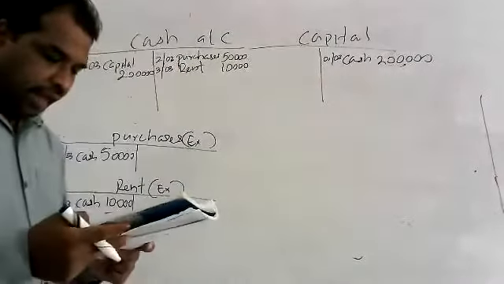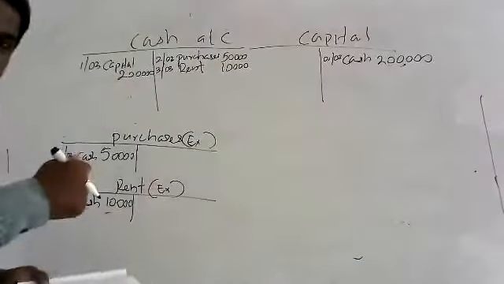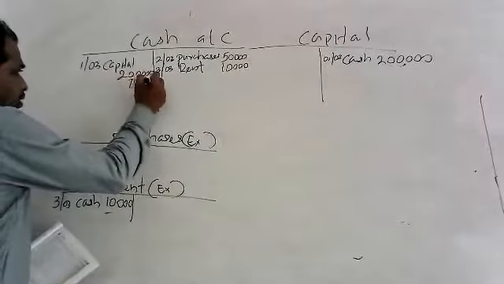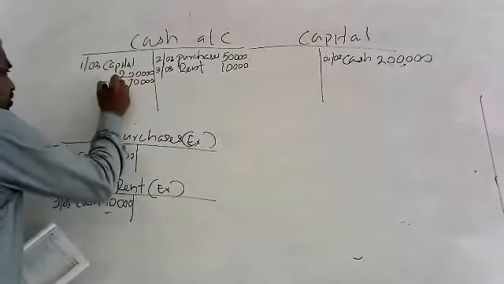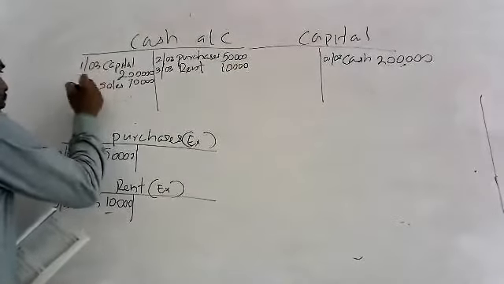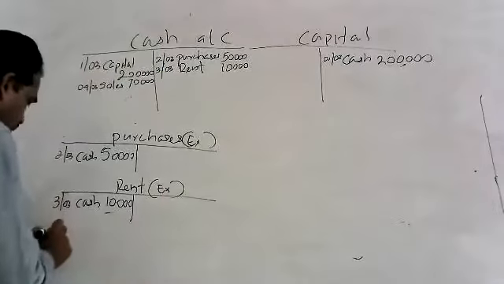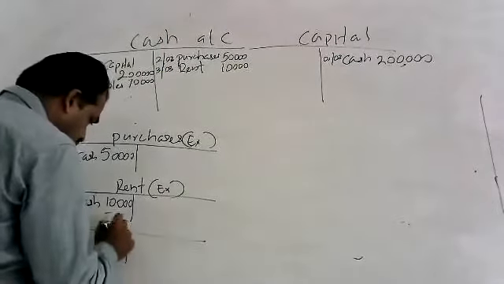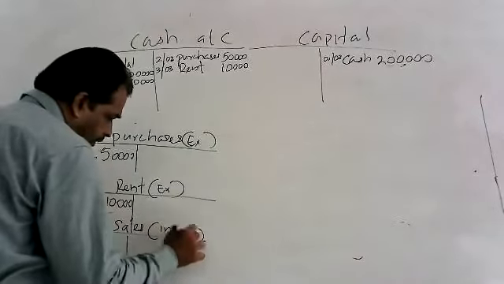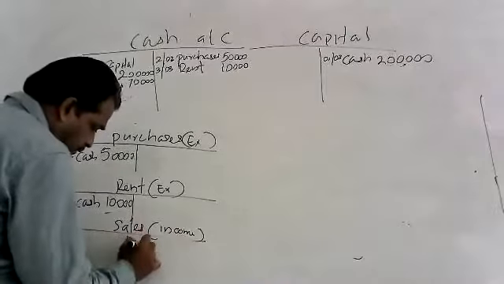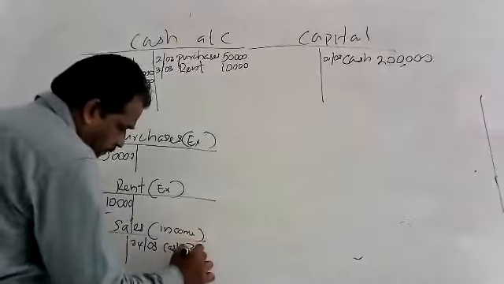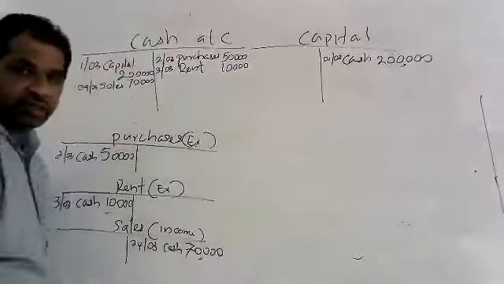Then 4th transaction, cash sales 70,000. Then you receive money, therefore you can debit to cash account, say sales. It happened 4th March. And you can have another account. It comes on income. Then you can credit, say in cash, 70,000.